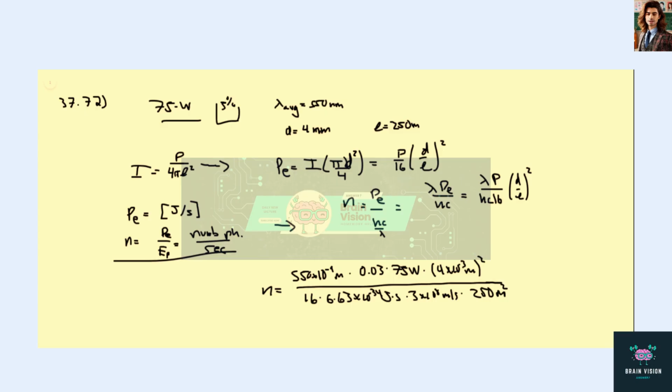Cool. So we have everything here in SI units, and it should all cancel out to come out, like we said, as a number of photons per second. If we plug it all in, we get 1.0 times 10 to the 8 photons per second. Cool.